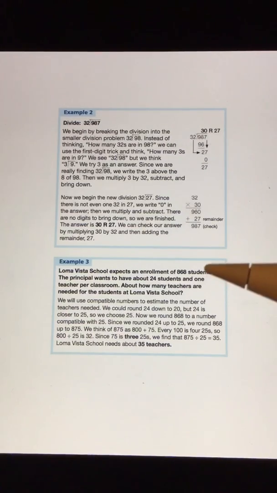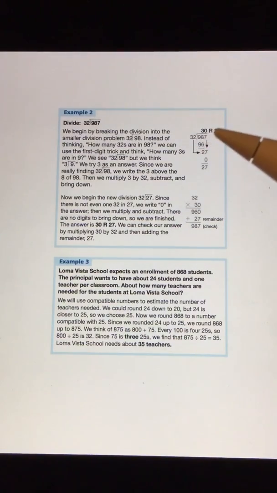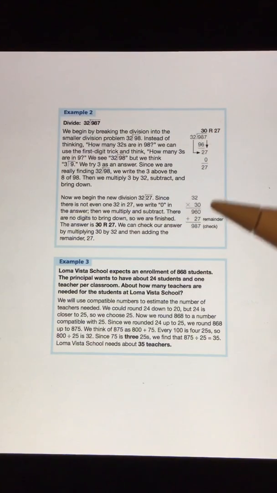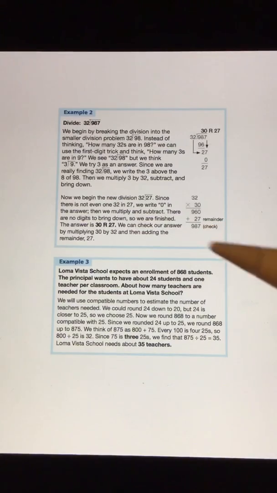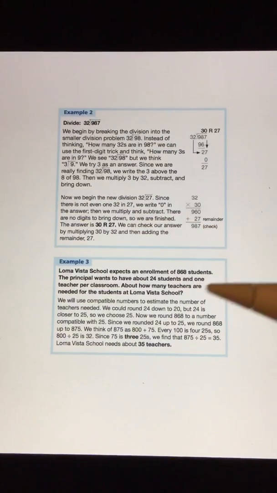All right? You can check your answer by multiplying 32 times 30, correct? You get 960, and then you add the remainder of 27. And there you go, 987.